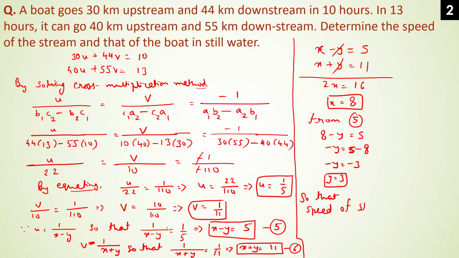so that speed of stream equals to 3 kilometers per hour, and speed of boat is equals to 8 kilometers per hour. That is the required answer. Thank you. So we have learned the complete concept of pair of linear equations in two variables.